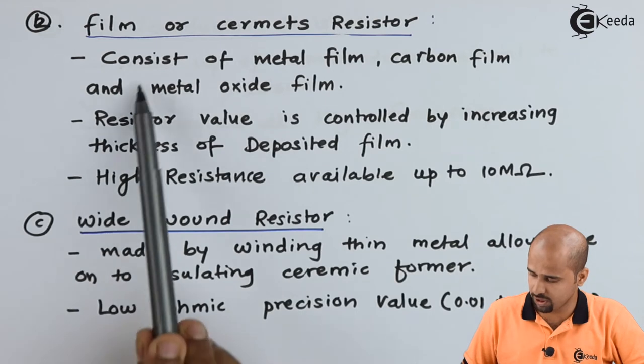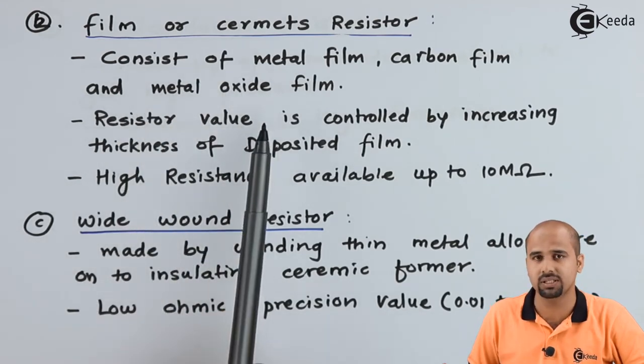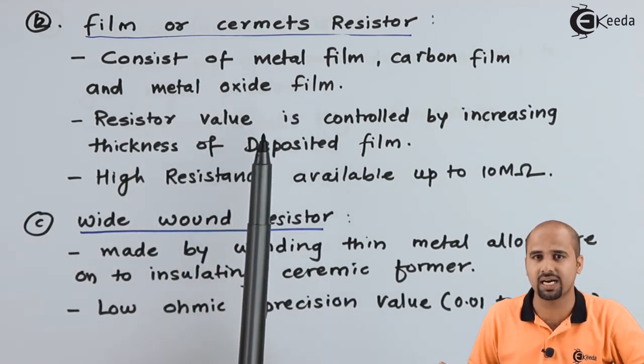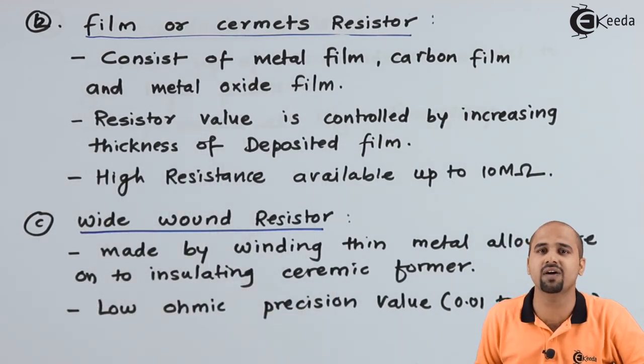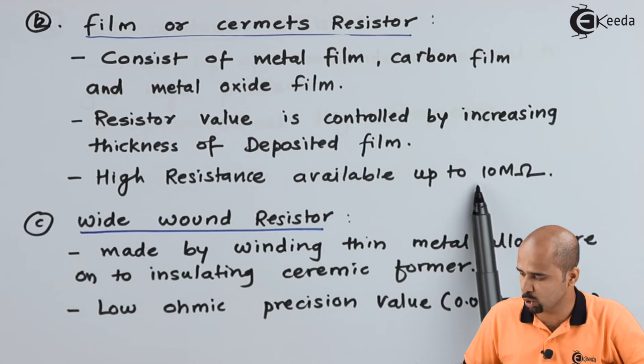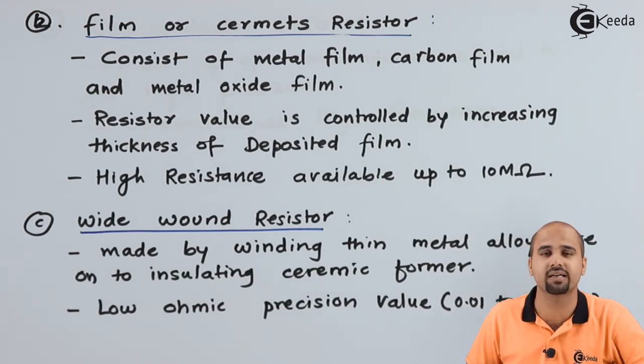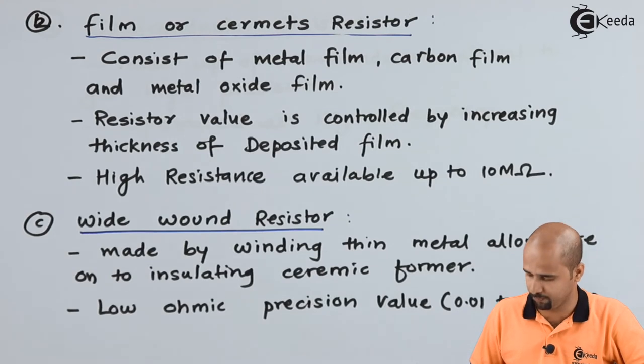The advantage of this particular metal oxide film resistor is high valued resistance, that is up to 10 mega ohm. I can create the value of resistor up to 10 mega ohm.